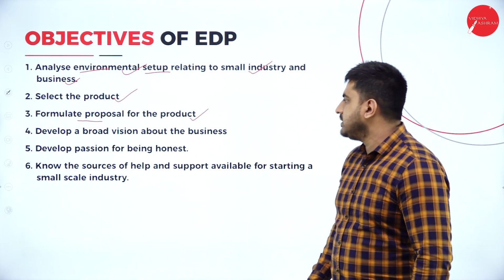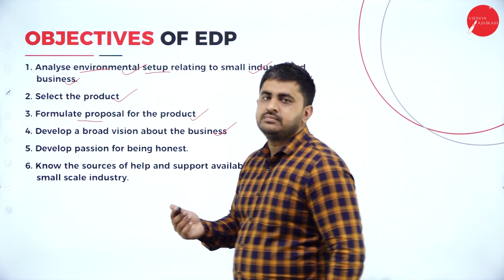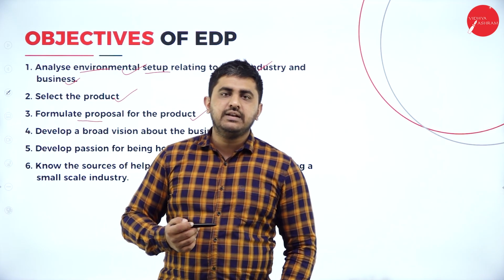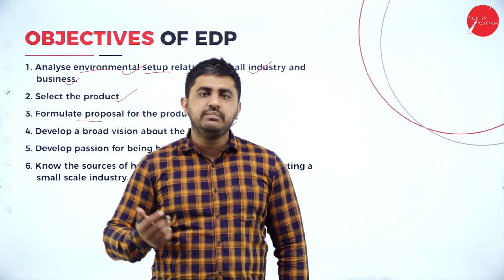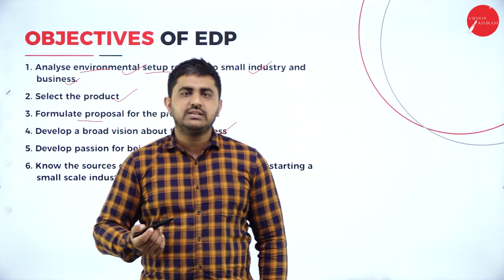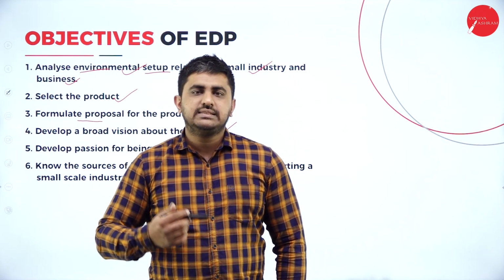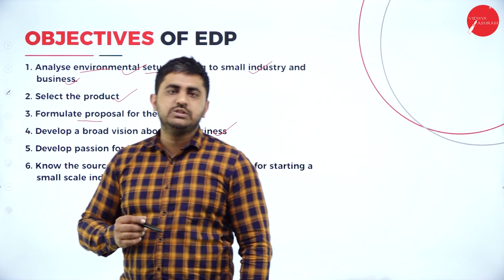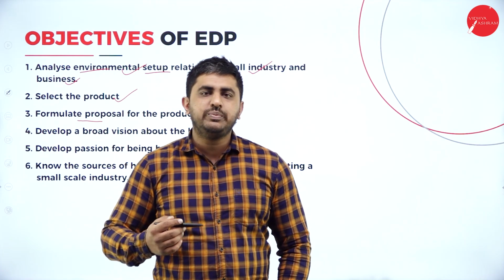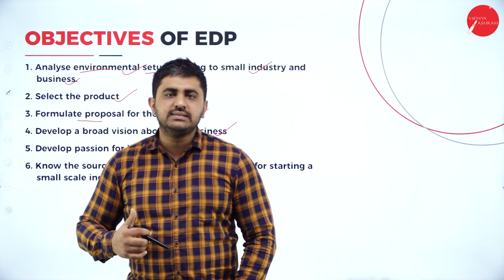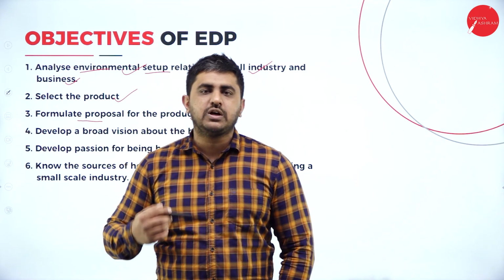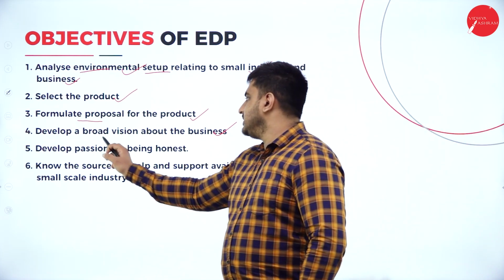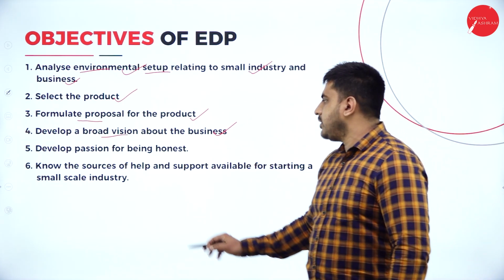Develop a broad vision about the business. So business means it is not only about profit or loss. There are a lot of things like internal environment and external environment. Internal mainly is your employees, customers, competitors, or also your suppliers. So when you go to external, as I've already told, technological, social, political, legal, so everything you should be having a broad vision. So what EDP does is it will educate the prospective entrepreneur to have broad vision regarding the business. That is the meaning. Develop passion for being honest.